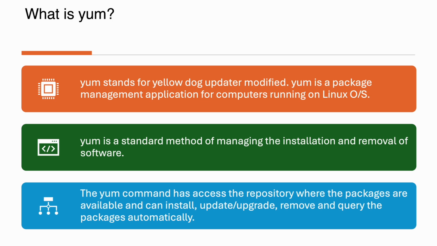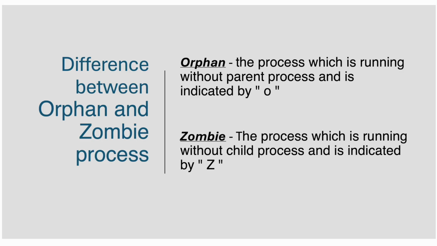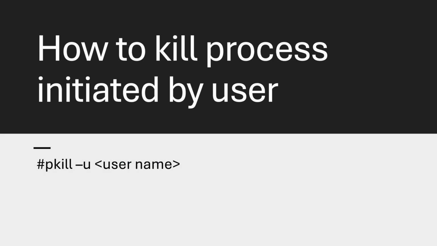Next is the difference between orphan and zombie process. An orphan process runs without a parent process and is indicated by O, whereas a zombie process has finished running but remains without being reaped and is indicated by capital Z. How to kill the process initiated by a user? So the command is pkill -u followed by username.